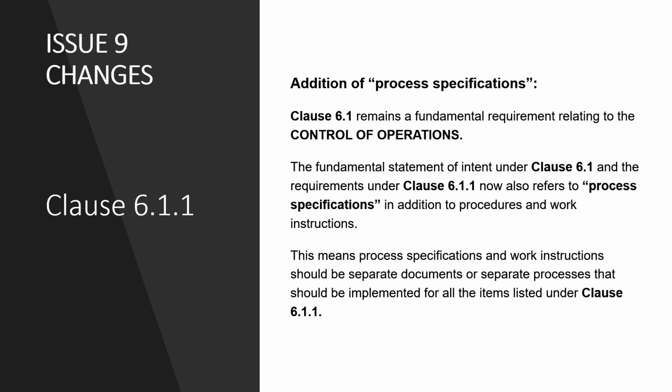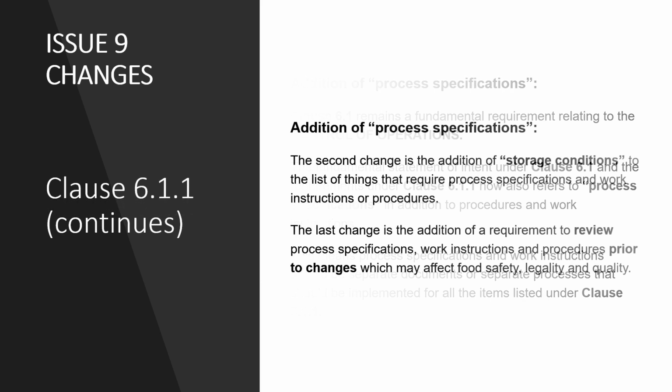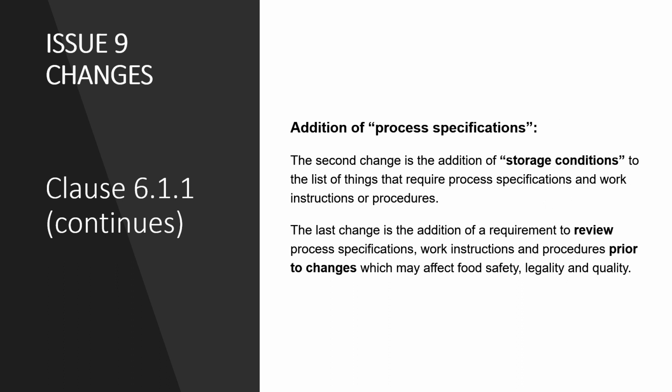Then there is the item that have been listed. This then makes process specifications and work instructions separate documents, so separate processes that should be put in place. So you must ensure that you have got process specifications and work instructions for all the items that are listed under 6.1.1. The second change is the addition of storage conditions on things that require process specifications and work instructions or procedures. Then the last change is the review of process specifications and work instructions or procedures.